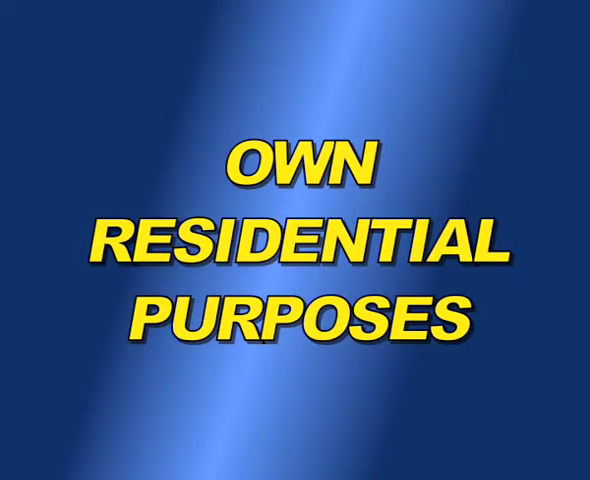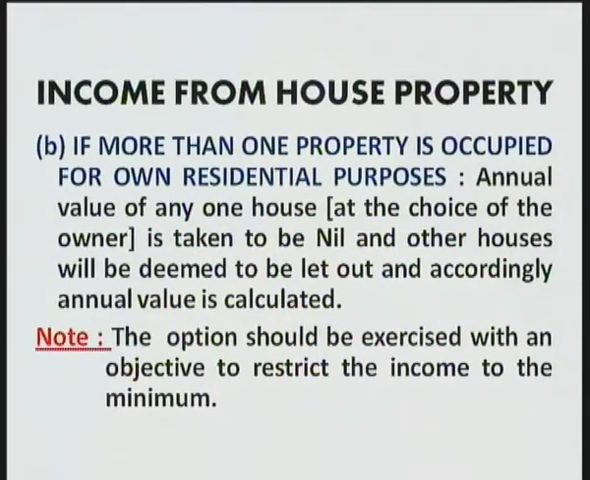Now the second situation is if more than one property is occupied for own residential purposes. As I told you, the annual value of one property is taken to be nil if it is reserved for the residence of an assessee. If the assessee has decided to reserve more than one house for his own residential purposes, in that situation the annual value of any one house at the choice of the assessee will be taken to be nil, and the other property is deemed to be let out, and accordingly the annual value of the property will be calculated.